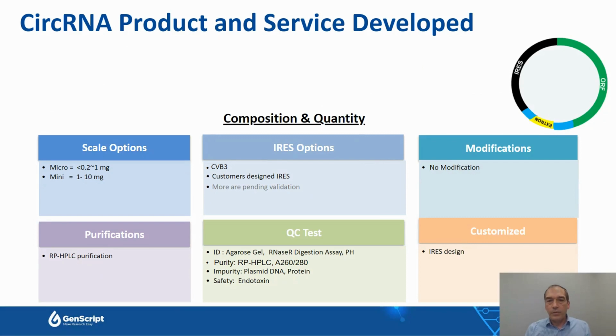So a little bit more detail about circular RNA products and services we have developed. We offer two levels of services, two different quantities, micro and mini, 0.2 to 1 milligram or 1 to 10 milligram. We offer different IRES options. We offer the typical public domain CVB3. We can also customize the IRES domain for you and design it based on your specifications. We do typically reverse phase HPLC purification, so we can deliver very high purity. And we do a variety of QC measurements to ensure the integrity and quality of the product.